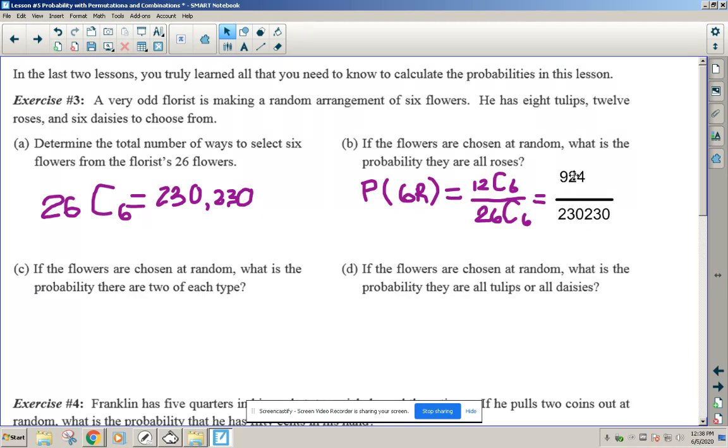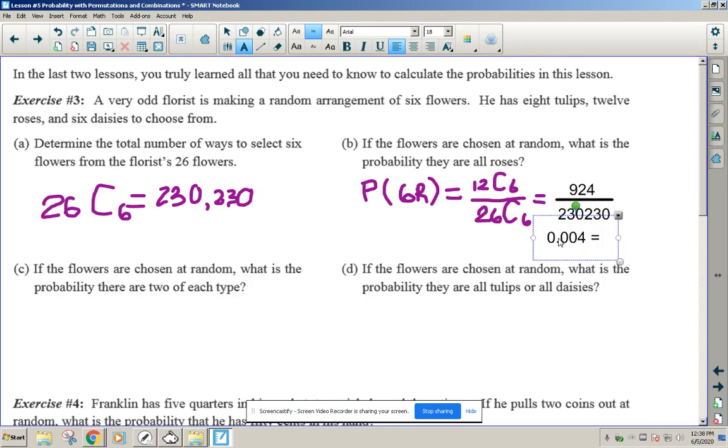Here's my answer. This is the correct answer, but how much does it really mean to me? Probably not a whole lot. So we divide, and when we do that, we get 0.004, which is roughly 0.4%. So you're not even getting 1% chance that if he's just randomly reaching in, you're getting less than 1%. So let's talk about this one.